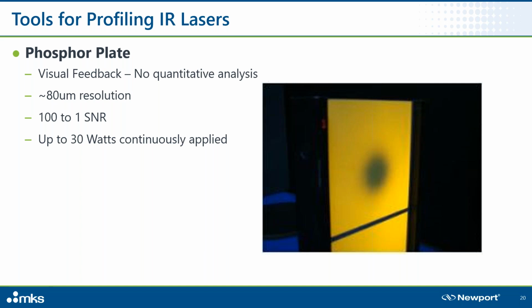The spatial resolution of this type of imaging plate is approximately 80 microns, with approximate signal to noise ratio of 100 to 1. One of the nice features of this technology is that you can apply quite a bit of power, up to 30 watts continuously with some of the devices. So again, not a lot of attenuation is necessary depending on the brightness of the laser.